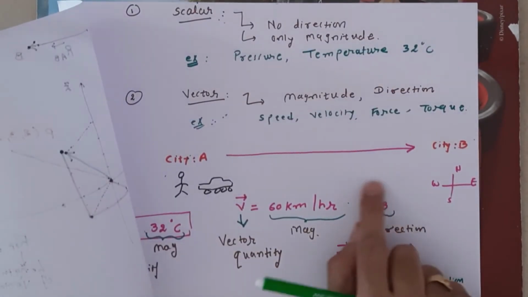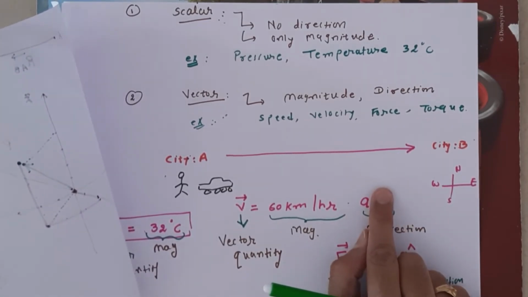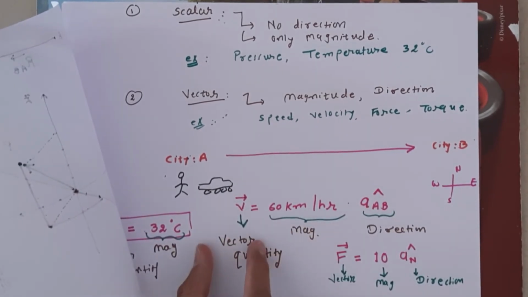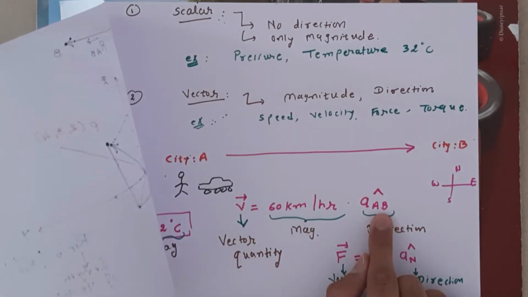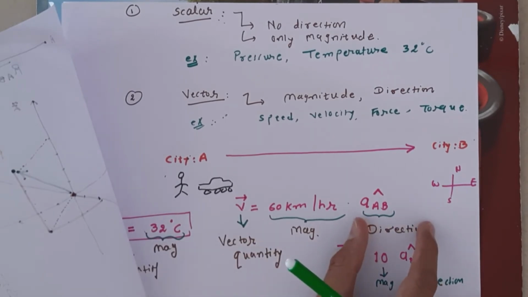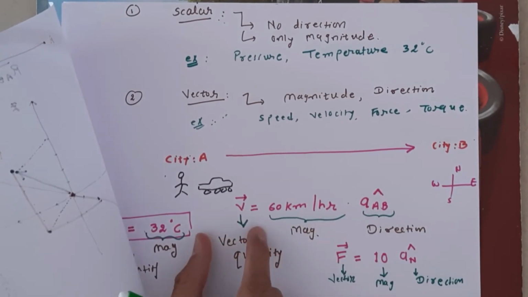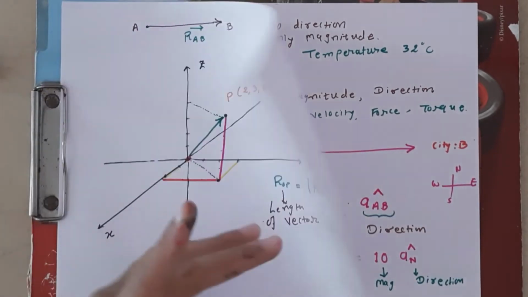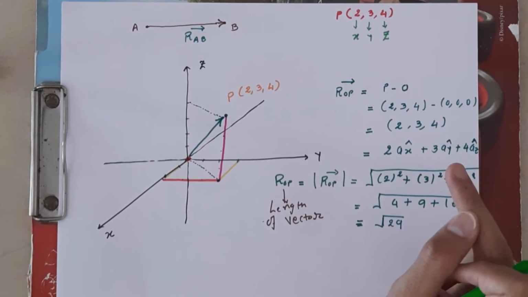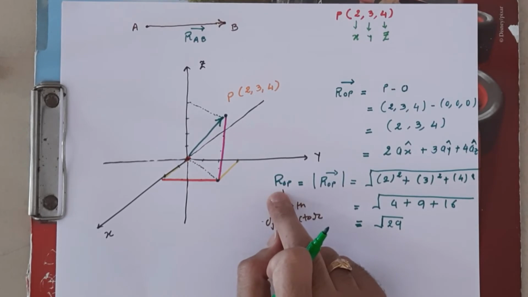Next, how can you calculate the unit vector, or how can you calculate the direction of a vector? What is the definition of a unit vector? A vector divided by its magnitude is known as the unit vector. Here v is a vector, this one is its magnitude, and this one is its direction, or unit vector. So you can easily find the unit vector as the vector divided by its magnitude. Here the vector is the ROP vector. So how can you find the unit vector of ROP? Vector divided by its magnitude.